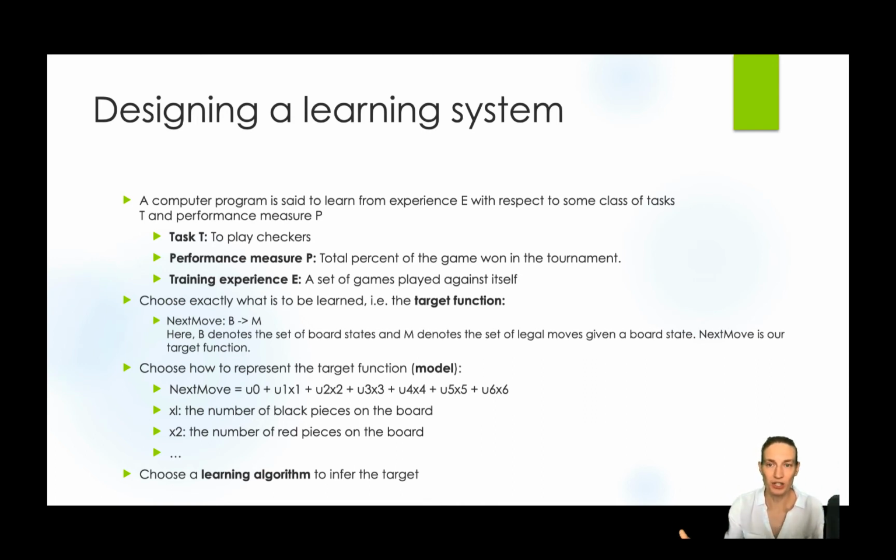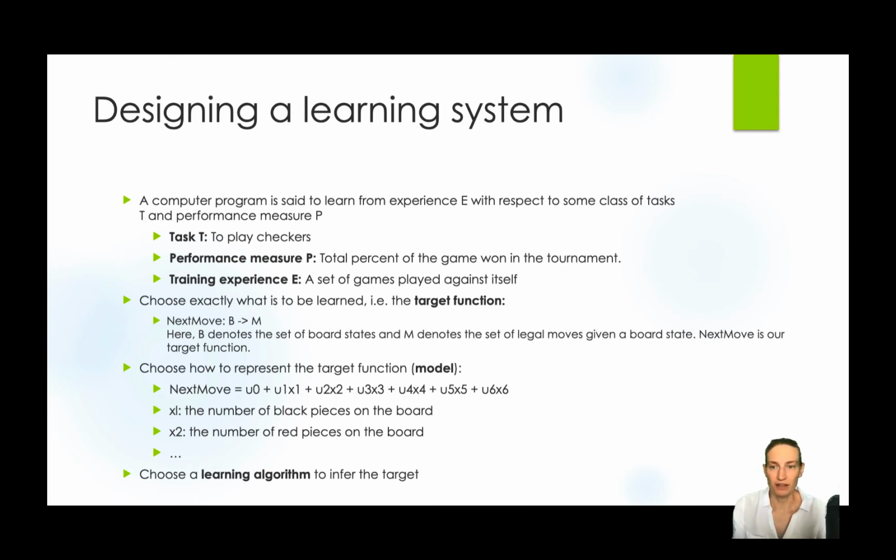What does a machine learning system consist of? We always have a task T. Let's take an example. We want the model to learn how to play checkers. We have a performance measure P, which would be in this case the number of games that the model wins. Training experience would be a set of games played against itself. So this would be our training data set.